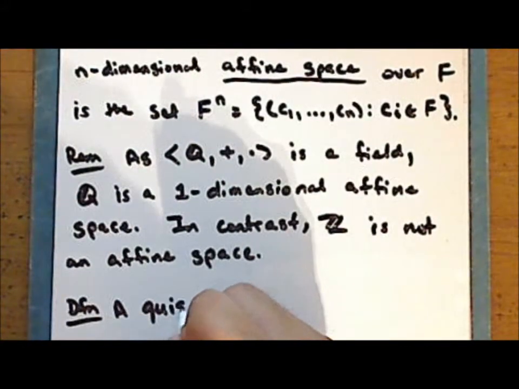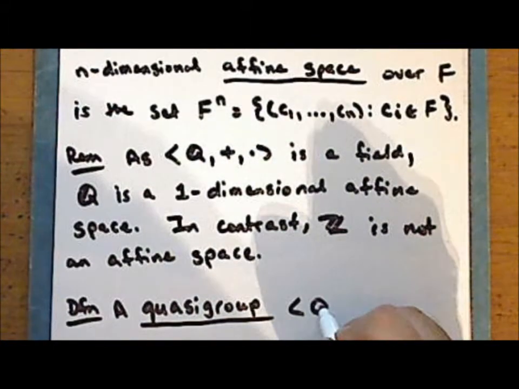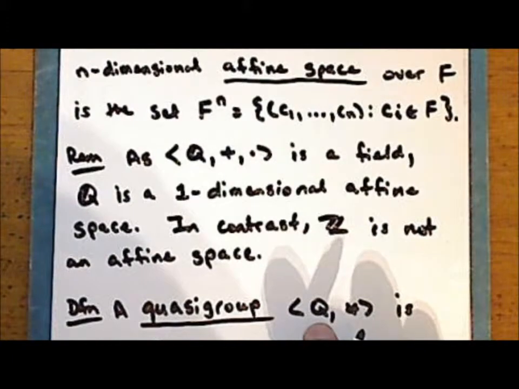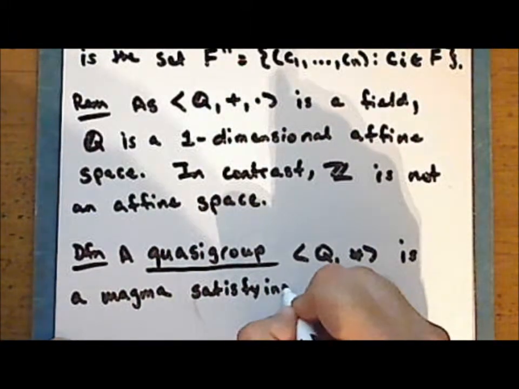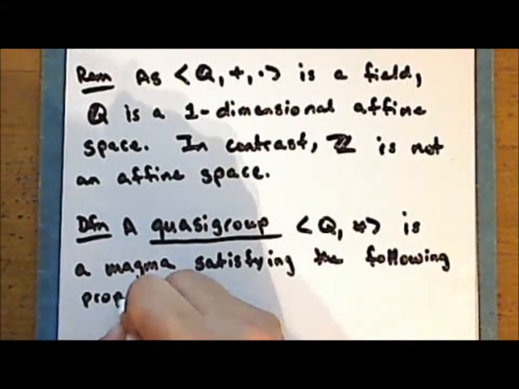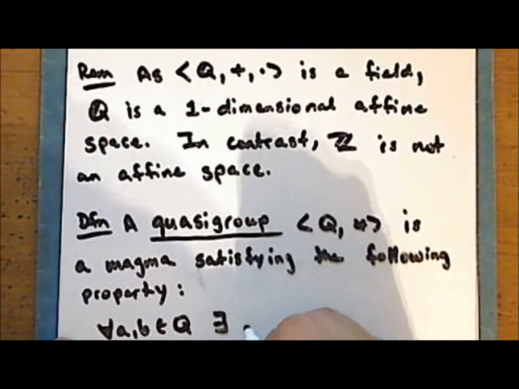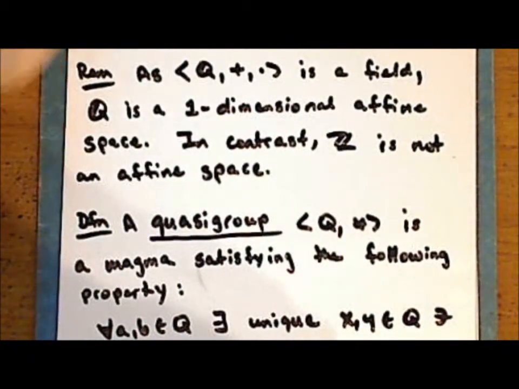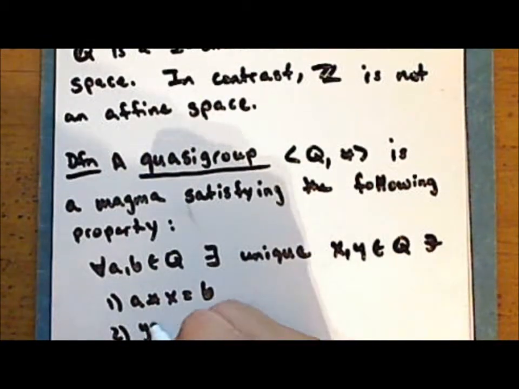A quasigroup is a magma, and so the set Q is closed under the operation star. So a quasigroup is a magma satisfying the following property. For every pair of elements a and b in the set Q, there exist unique elements x and y, also in the set Q, such that a star x is equal to b and y star a is equal to b.